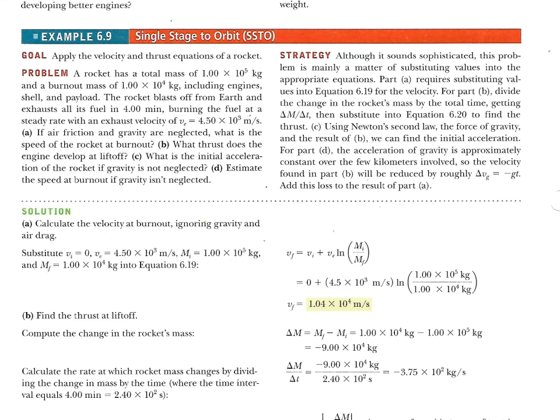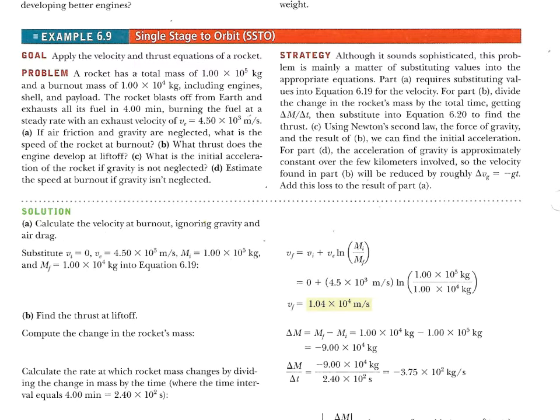Example 6.9, single stage to orbit. A rocket has a total mass of 100,000 kilograms and a burnout mass of 10,000 kilograms, including engines, shell, and payload. The rocket blasts off from Earth and exhausts all its fuel in 4 minutes, burning the fuel at a steady rate with an exhaust velocity of 4,500 meters per second.